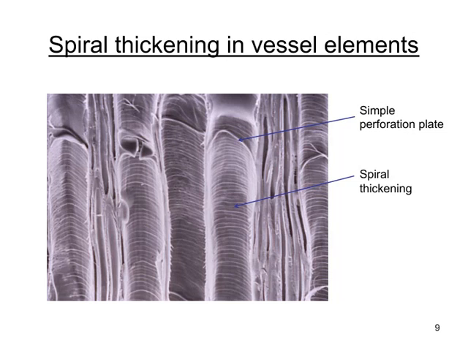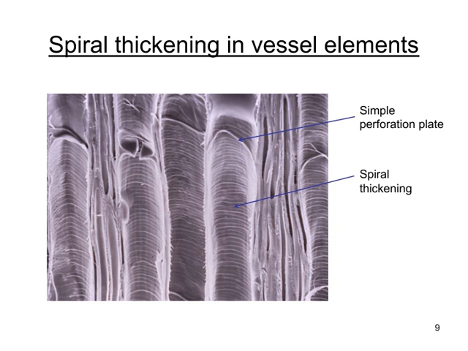Let's take a closer look at slide 9, which focuses on spiral thickening in vessel elements. Here, we see the concept of a simple perforation plate. The spiral thickening refers to the way the cell walls of vessel elements thicken in a spiral pattern. This structural feature is quite important because it provides strength and flexibility to the vessel, allowing it to withstand various stresses. The spiral design also plays a role in controlling the flow of water through the vessel, making it more efficient.